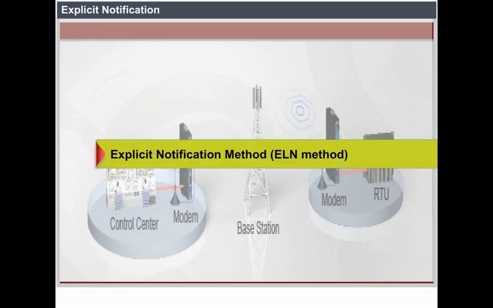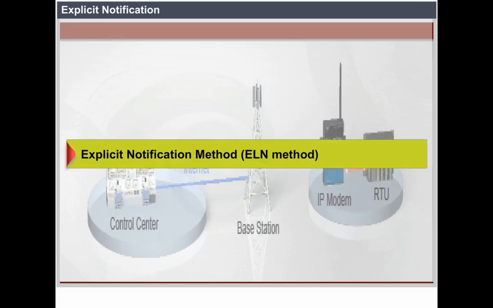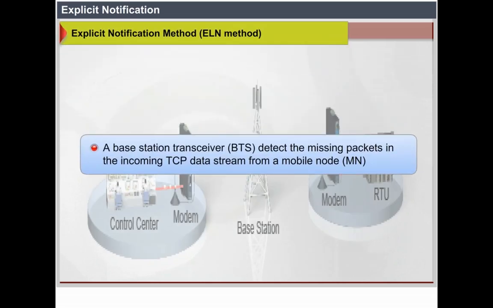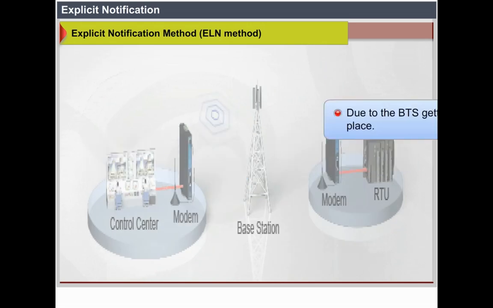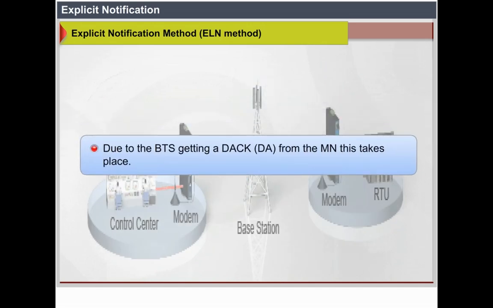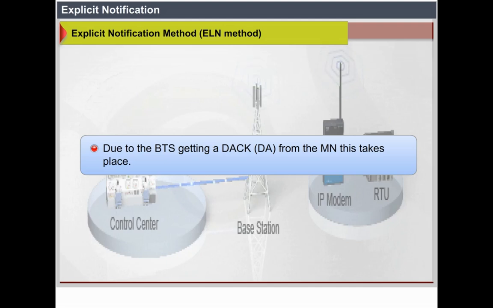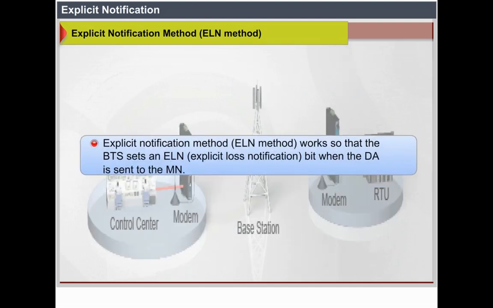Explicit notification method, ELN method. A base station transceiver BTS detects the missing packets in the incoming TCP data stream from a mobile node MN. This is when the BTS gets a DACK (DA) from the MN.